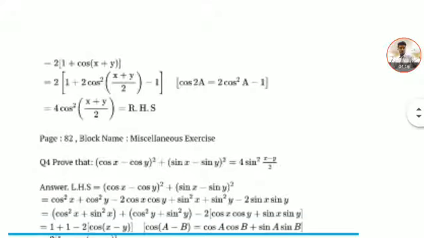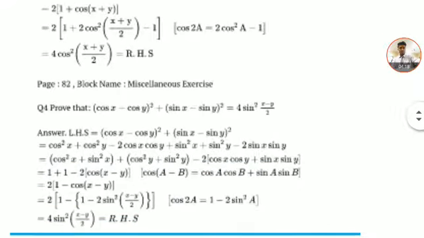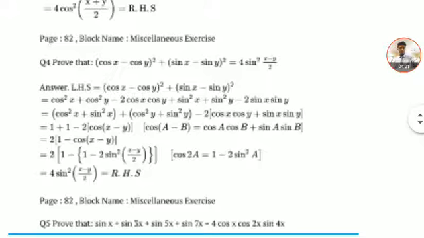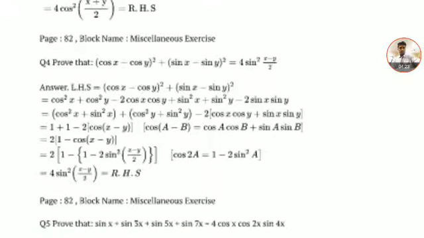So x plus y is taken as a, so 1 plus cos a is 1 plus 2 cos square theta minus 1. They just applied the formula. Now see, 1 goes off, and 2 into 2 is 4, so 4 cos square of (x plus y) by 2, clear, is equal to the RHS. Now the same applies to this numerical; try it that way I've told you.